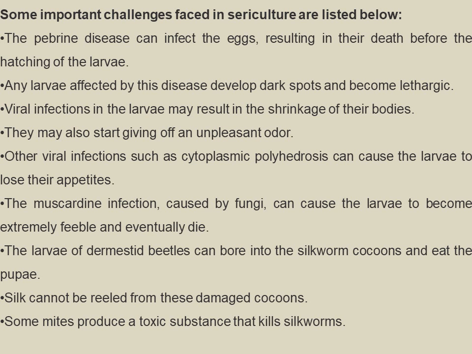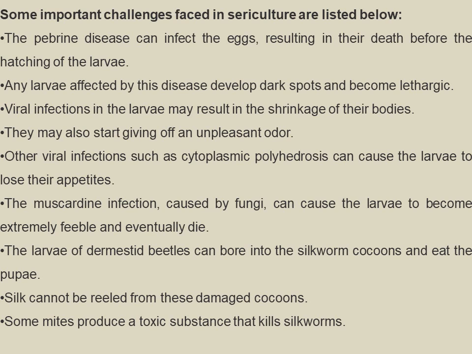Some important challenges faced in sericulture. Now, these are the challenges. The pebrine disease can infect the eggs, resulting in their death before the hatching of the larva. Any larvae affected by this disease develop dark spots and become lethargic. Viral infections in the larvae may result in the shrinkage of their bodies. They may also start giving off an unpleasant odor, that is, smell.